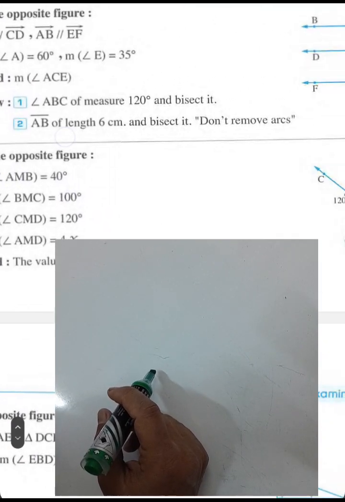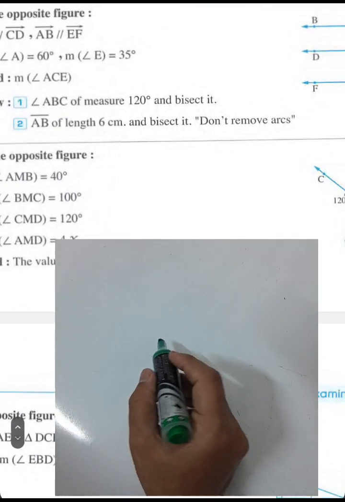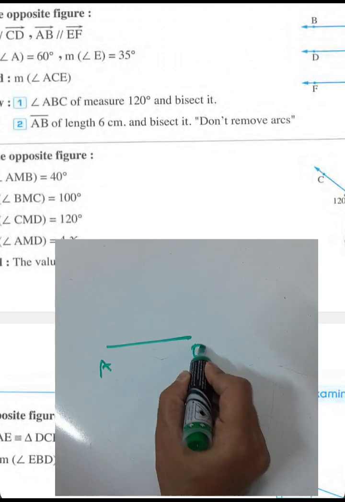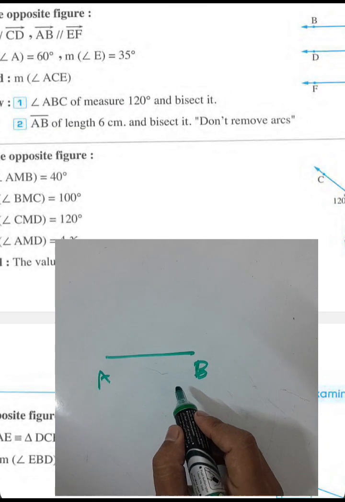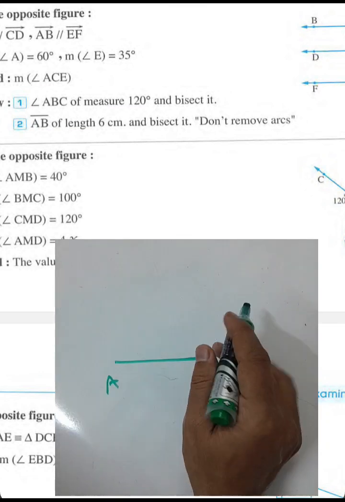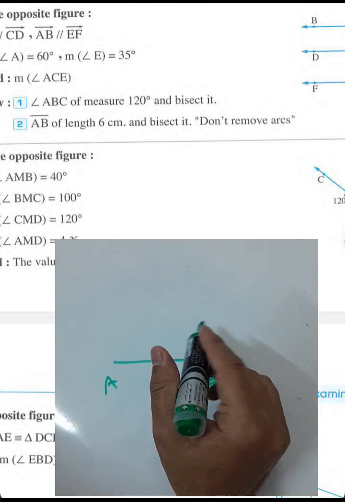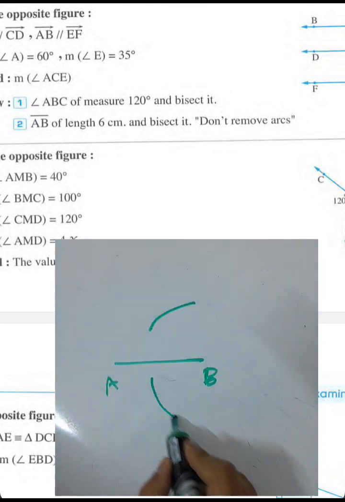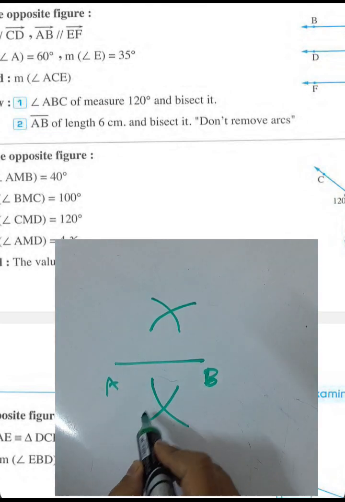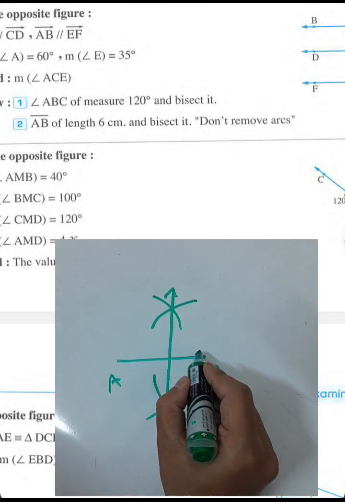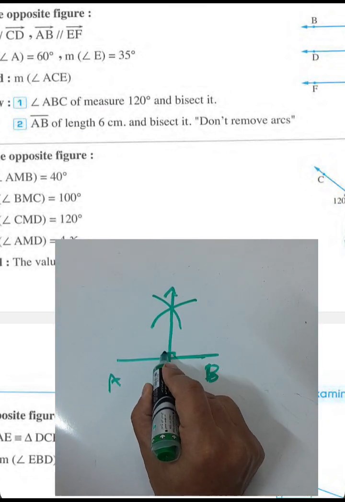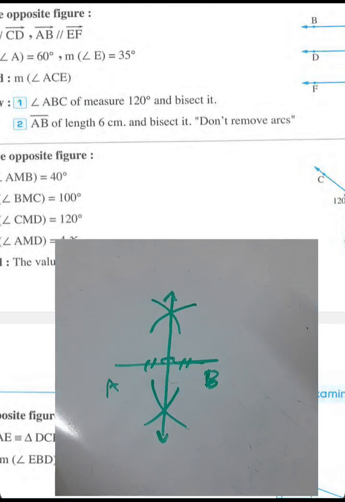Okay, question number two, draw AB as a line segment of 6 centimeters, and bisect it. Stand at this point and draw the arc up and down, and stand at the other point, draw up and down, and then draw a straight line here. It will bisect it and be perpendicular, it will be a line of symmetry about the base.